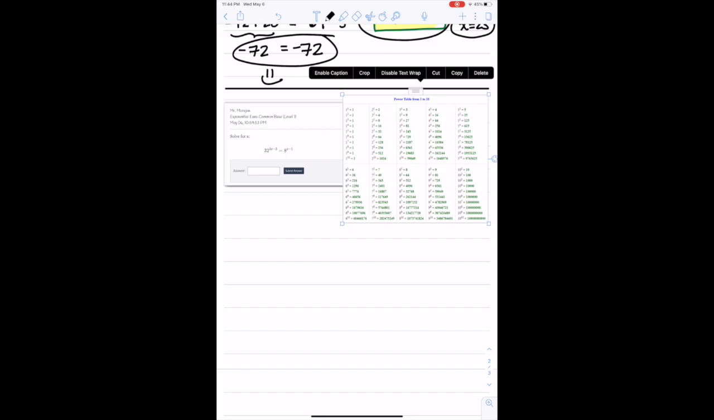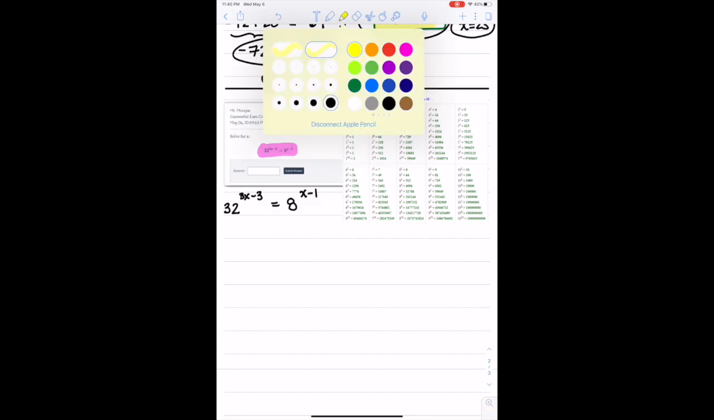how you can convert it. So our second problem is going to look like this. We have 32 to the 3x minus 3 is equal to 8 to the x minus 1. And so again, we're trying to figure out where these numbers are in our table, and remember that they have to be in the same column. So we're looking for the section that has the same numbers.